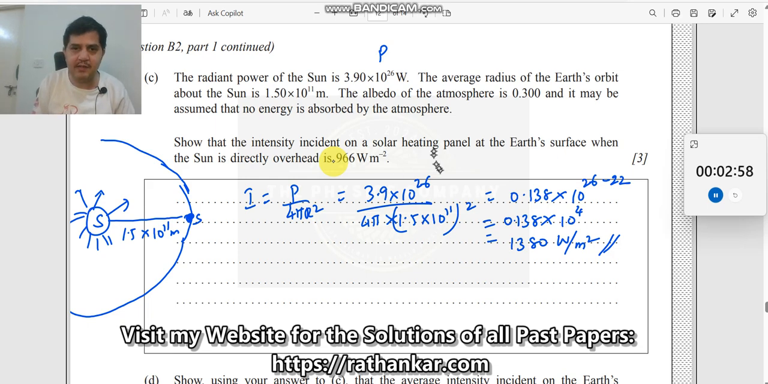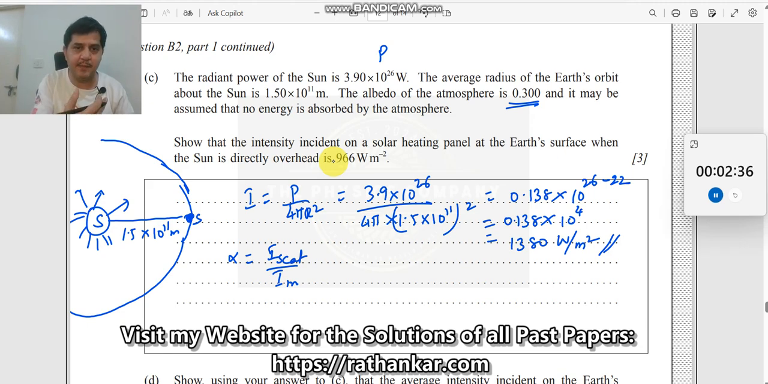Now, out of which, what does it say? It says the albedo of the atmosphere is 0.3 and assume that no energy is absorbed by the atmosphere. What do you mean by albedo? Albedo is nothing but I scattered divided by I incident, which means whatever rays of light come and hit the Earth's atmosphere, the atmosphere does not absorb anything, but instead it reflects back.